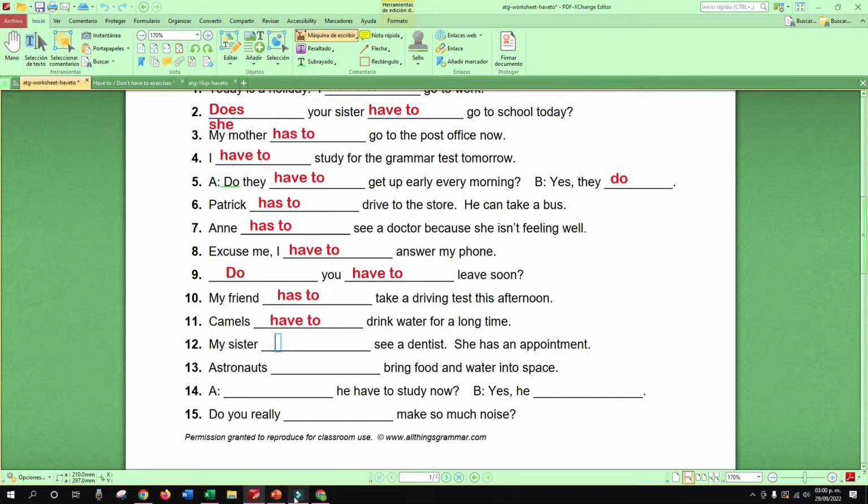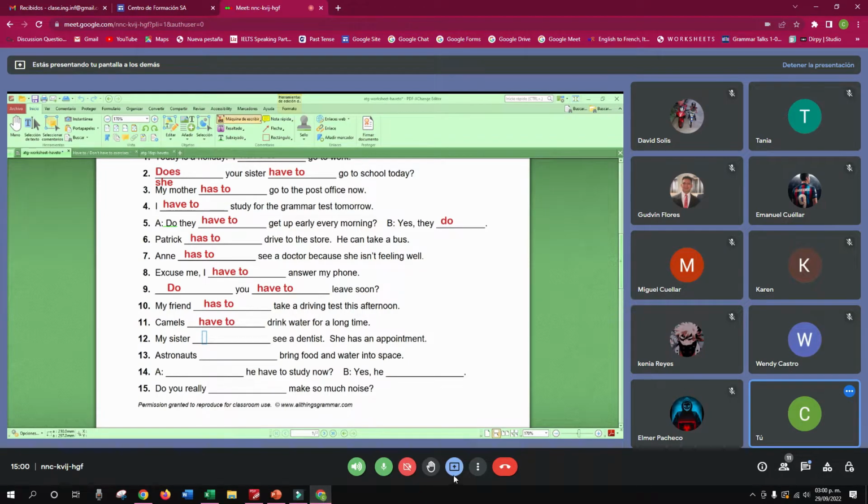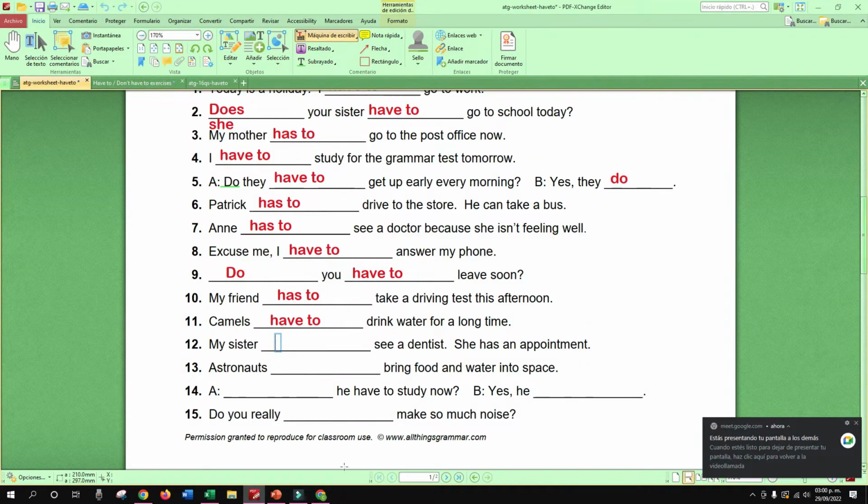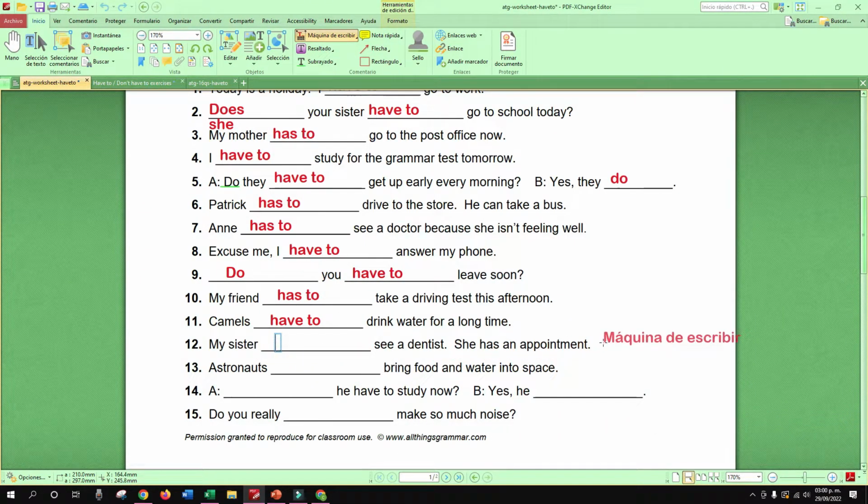Kenya? Are you there, Kenya? Yes. Hello, teacher. Hello, Kenya. Sorry. Could you help us with this? My sister, what? Has to. Excellent. Has to. My sister has to see a dentist. She has an appointment. Do you know appointment? Do you know the meaning of this? Cita, ¿verdad? That is the appointment.